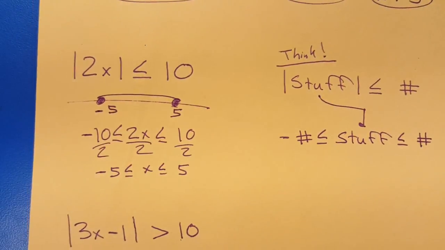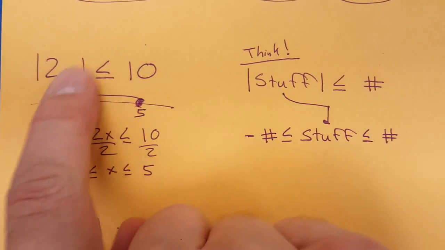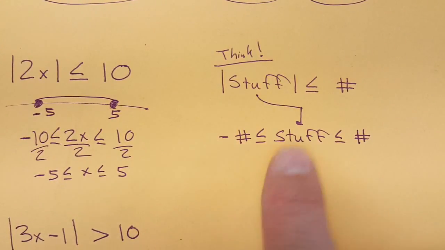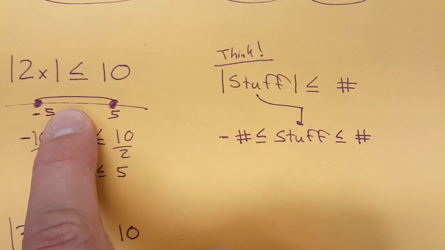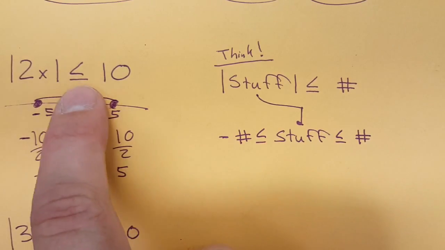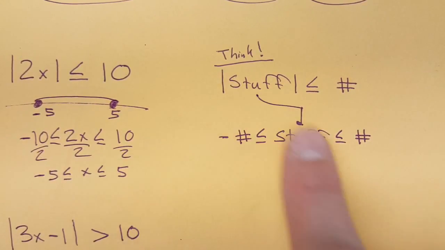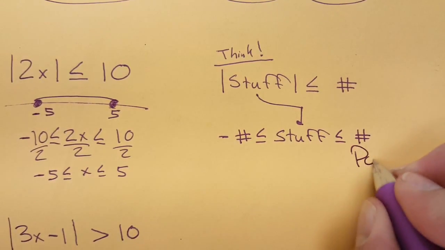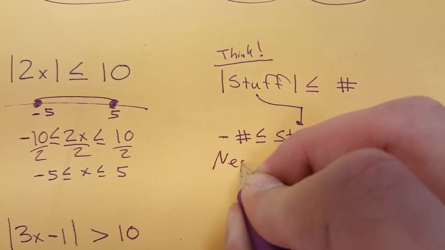There we go. Boom. All right, so again, when you see this, think interval or think this. This is an interval and this is a picture of an interval. Anytime it's a less than, you got to put the stuff in the middle of an interval. Positive number over here, and then the negative number over here.